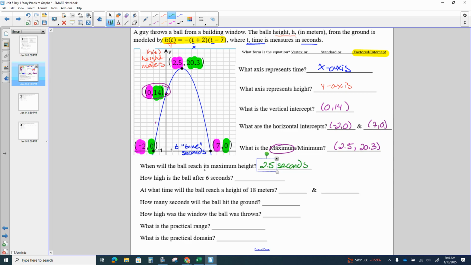How high is the ball after 6 seconds? This is 7 seconds, so this is the 6-second mark, and it wants to know how high it is at 6 seconds. Remember, this is time, so I go up to my graph and figure out where it crosses, right about here at this spot. These are going by 1, so I count 1, 2, 3, 4, 5, 6, 7. That means it'll be about 7 meters high.